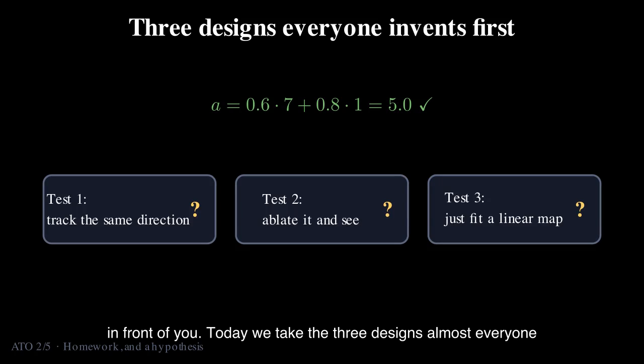Today we take the 3 designs almost everyone invents first. And we don't wave at their flaws. We prove each one wrong with a counterexample you can verify by hand. If your design survives all 3, you have essentially reinvented the paper.